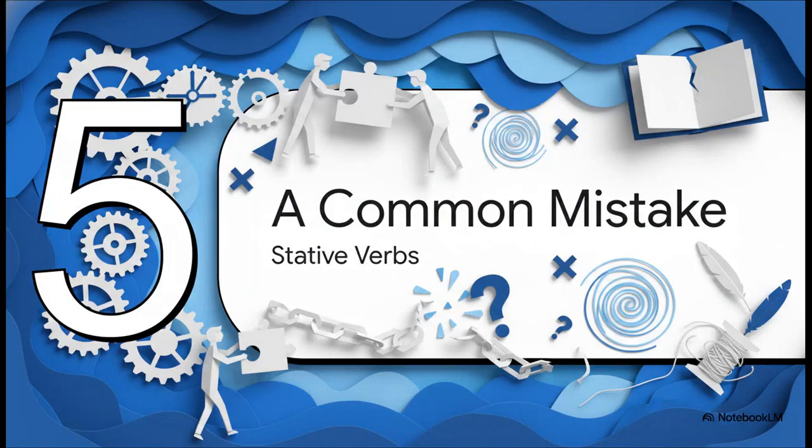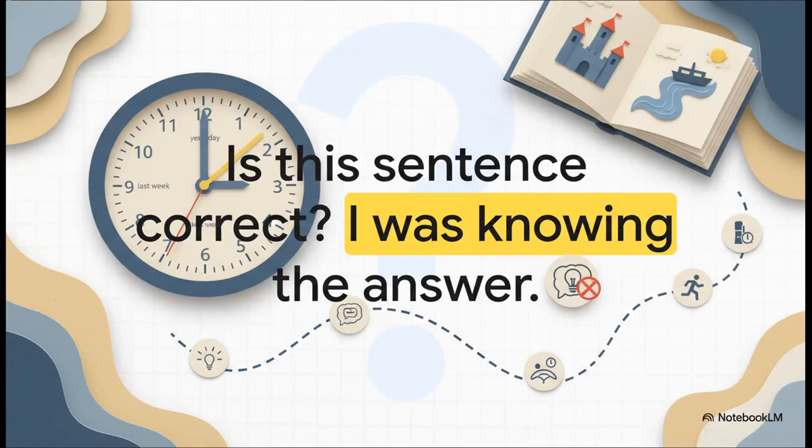Now, a huge part of mastering these tenses is not just knowing when to use them, but also when not to. You see, there's a certain type of verb that just doesn't play well in continuous forms. Take this sentence, for example. I was knowing the answer. It might sound logical, but it's a classic mistake. It's trying to make a state into an ongoing action, and that just doesn't really work in English.